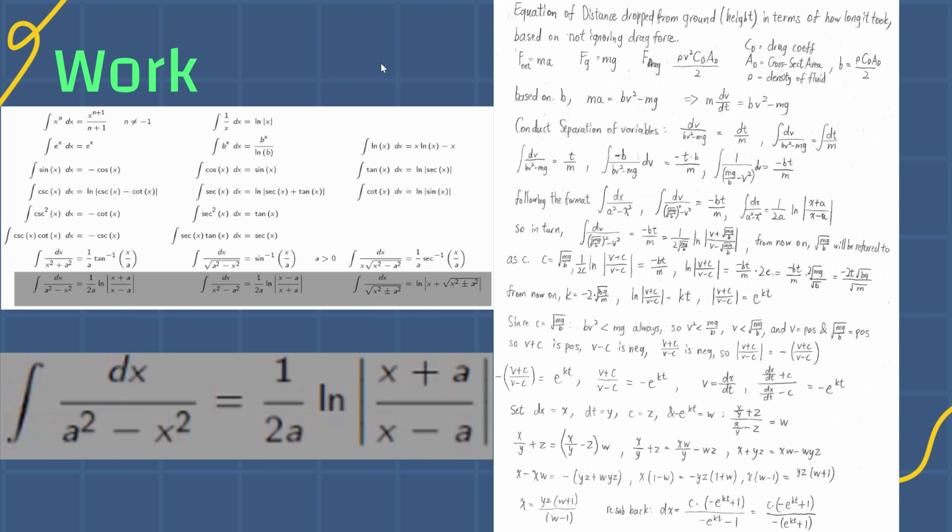Okay, so first of all, F net equals ma, that is pretty self-explanatory, and Fg is mg, that is also pretty self-explanatory. This is not very self-explanatory. This is the equation for drag. Rho here is the density of the air, v squared is the velocity of the object that is traveling through the air, c is the drag coefficient, and A is the area of drag.